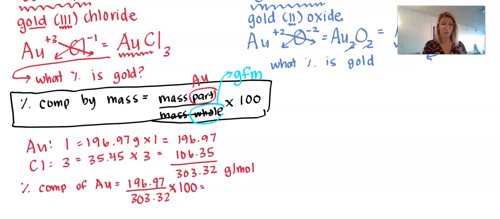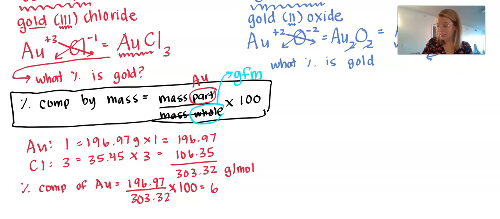That does need to be included in order to show all work. I know it's kind of a silly step to include, but if for some reason this showed up on, let's say, a test or a quiz, this is part of the numerical setup. If they do ask for that, that 100 needs to be there. So we do 196.97 divided by 303.32 and multiply that by 100.